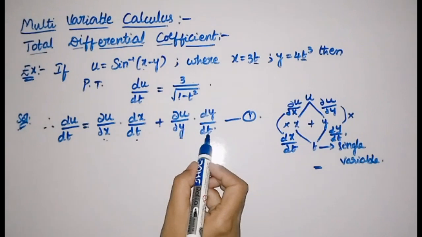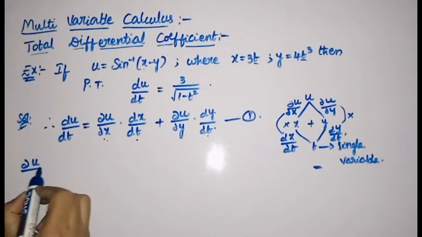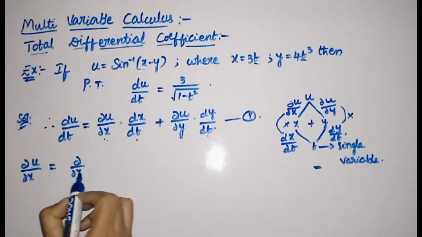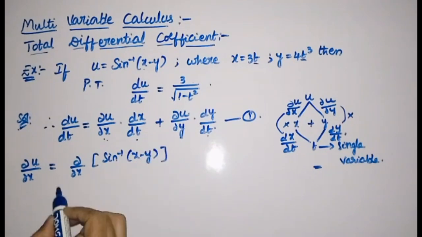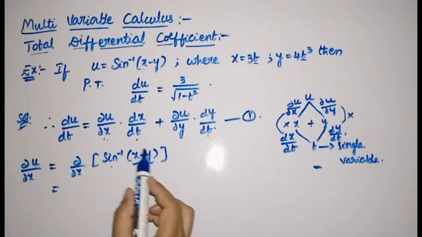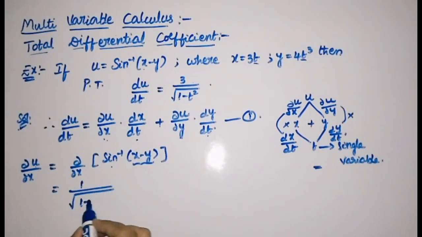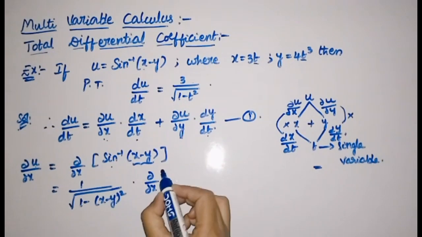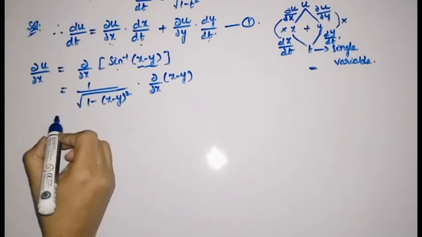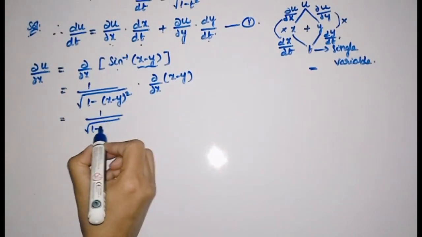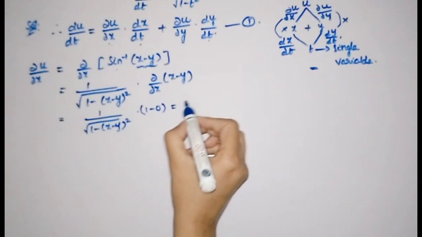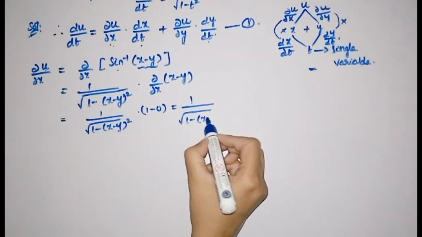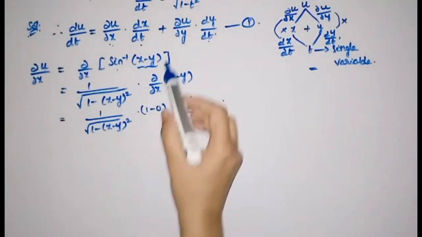Now finding all these terms, we get, after substituting in equation 1, dou u by dou x is equal to dou by dou x of u. What is u given here? Sin inverse of x minus y. Now dou by dou x of sin inverse, assuming this term as x, is 1 by square root of 1 minus x minus y whole square. And now again we have to differentiate the assumed term, that is dou by dou x of x minus y. Now this is equal to 1 by square root of 1 minus x minus y whole square into dou by dou x of x is 1, dou by dou x of y is 0, since y is constant. Therefore we get 1 by square root of 1 minus x minus y whole square.